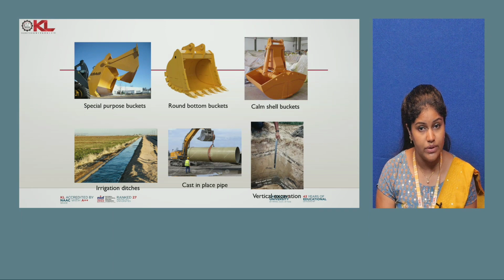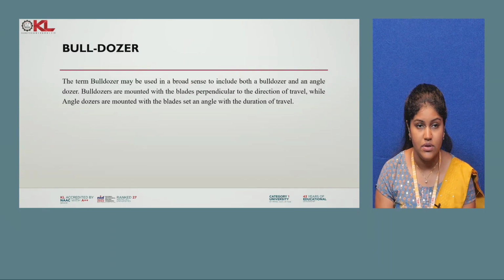Round bottom buckets, how they look. Clamshell buckets, how they look like a shell. Irrigation ditches, cast in place pipe, and vertical excavation. So everything is visible in this.